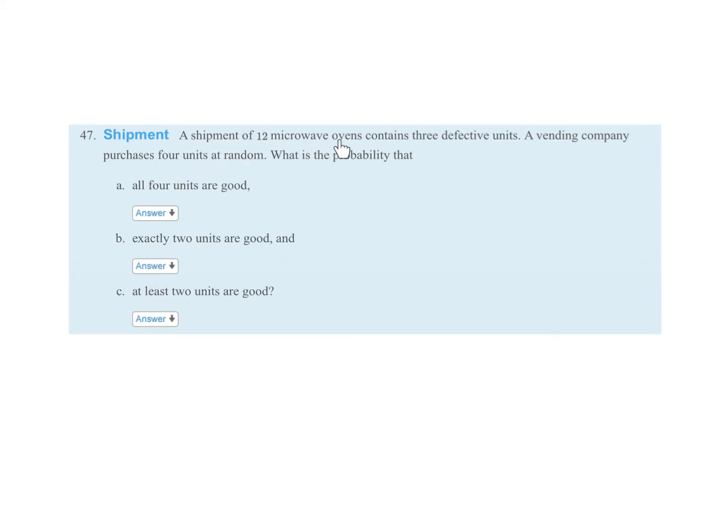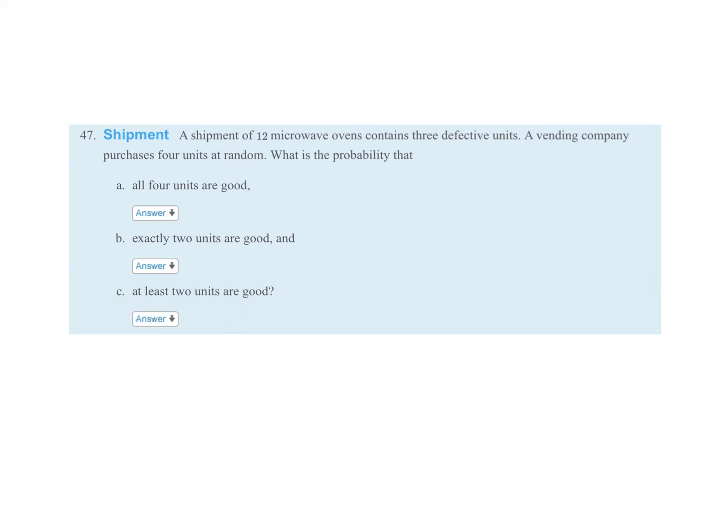A shipment of 12 microwave ovens contains 3 defective units. A vending company purchases 4 units at random. We want to find the probability that all 4 units are good, exactly 2 units are good, and at least 2 units are good.